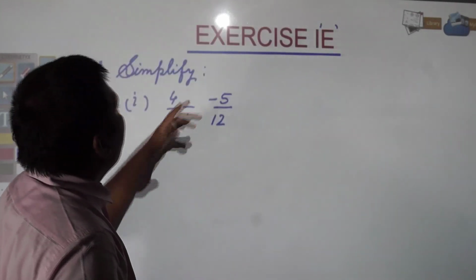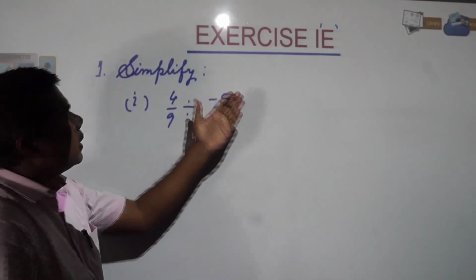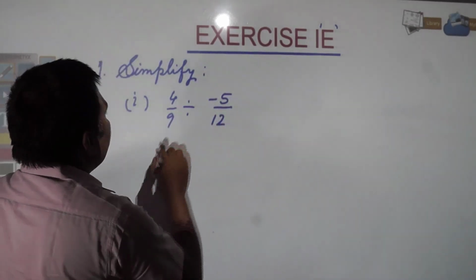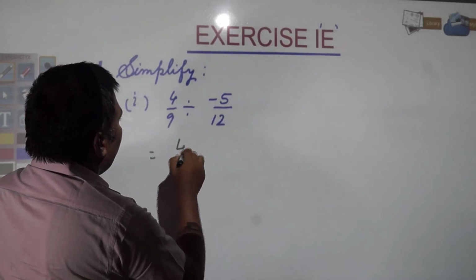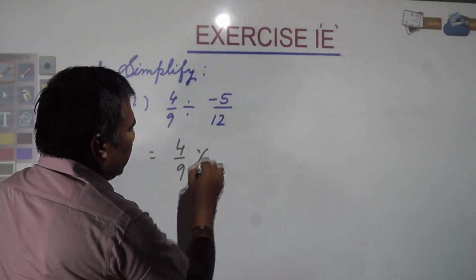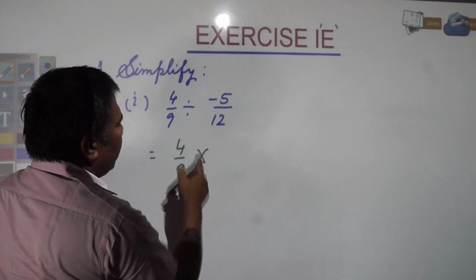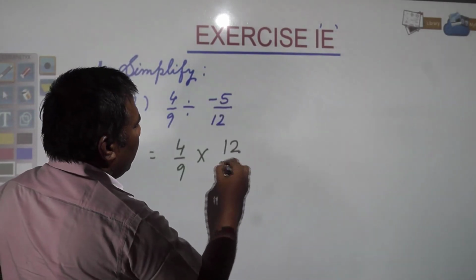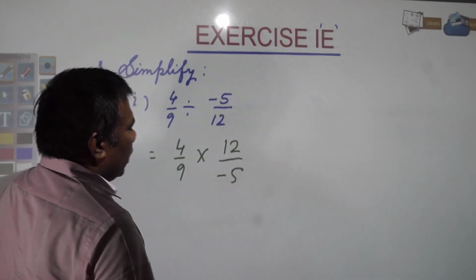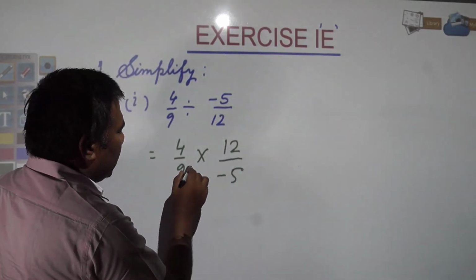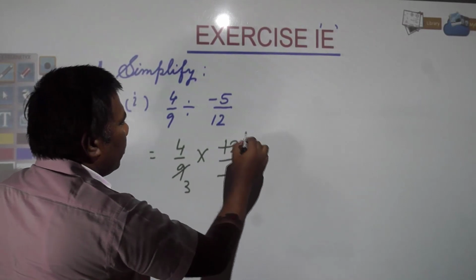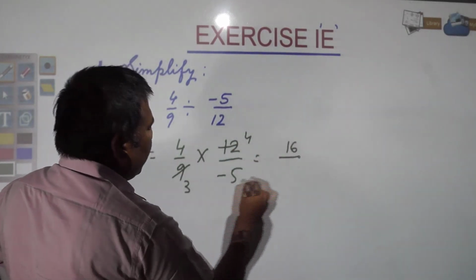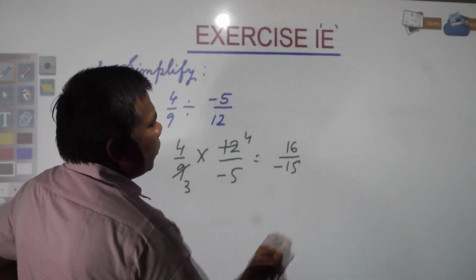Here you see, now we have some questions from exercise 1. So easy it was. Now how to simplify this? 4 by 9 into, this division will become multiplication and we need to write the inverse of this. So this will be 12 by minus 5. Now if you want to cancel, it can be cancelled. 3 3s are 9, 3 4s are 12, 4 4s are 16 and 3 5s are 15. This will be your answer.